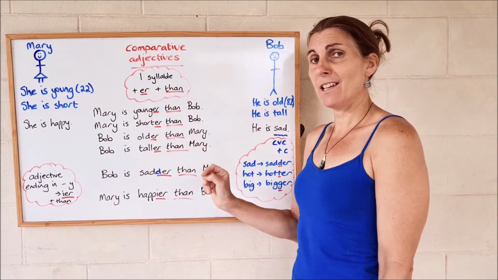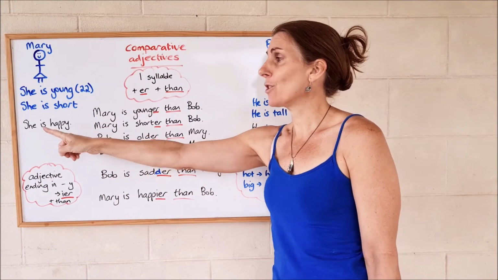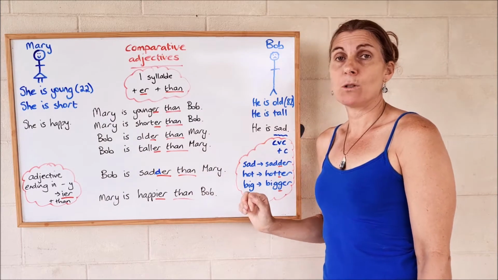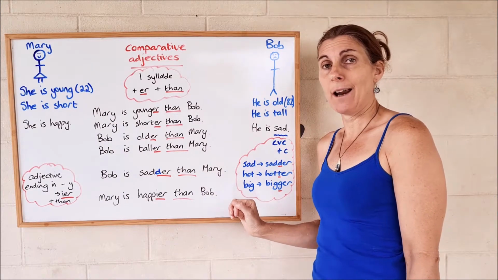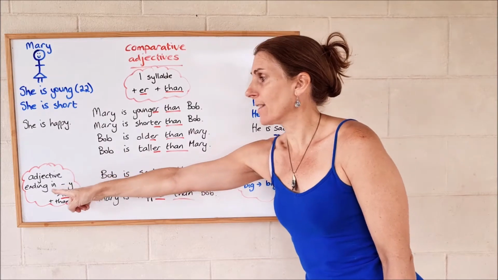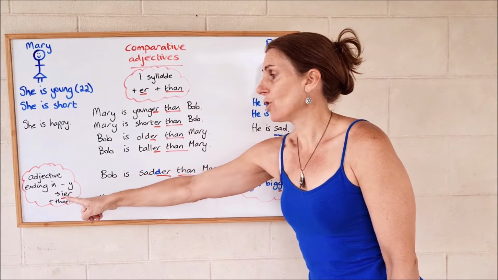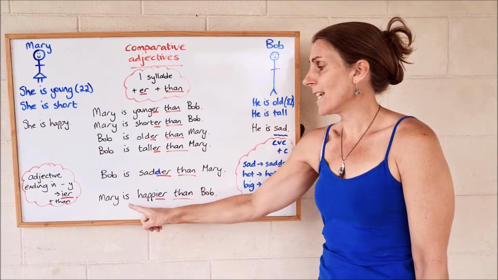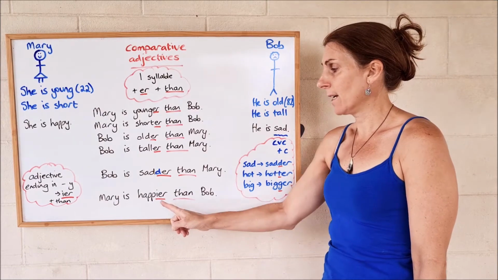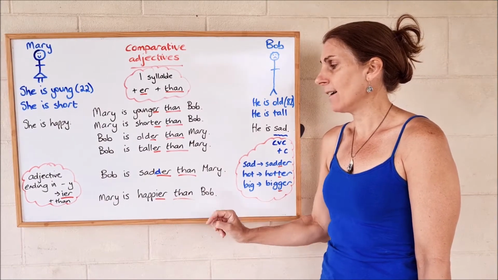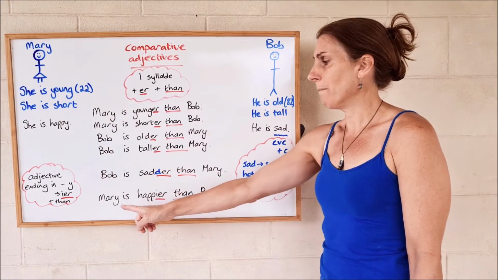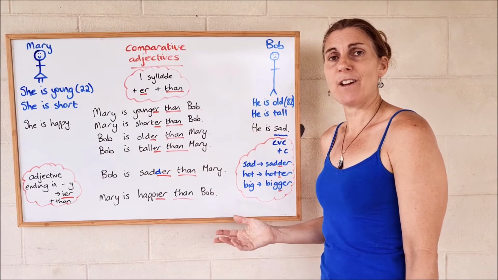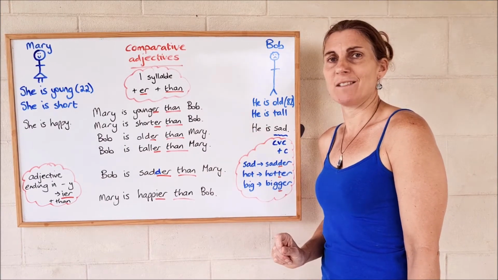One more, let's look at Mary. Lucky Mary is happy. So she is happy. This adjective ends in a Y. This also changes the spelling in the comparative form. So adjectives ending in Y change to IER. So for example here, Mary is happier than Bob. The Y is changed to IER and we still add than. So Mary is happier than Bob. So this is how we make comparative adjectives from small adjectives.